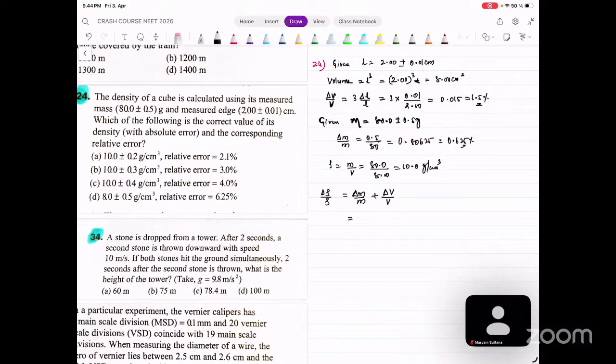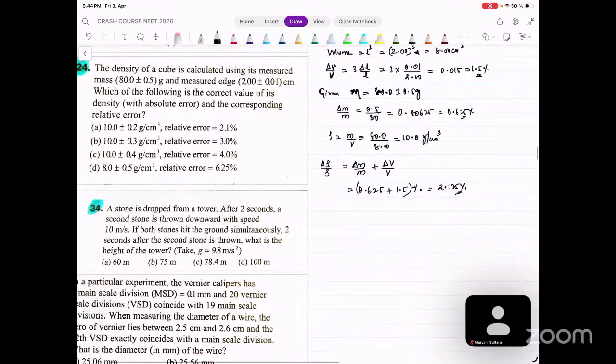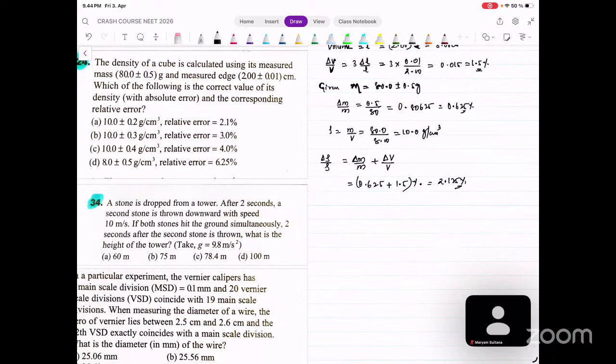Delta m की वैल्यू इज ऑलरेडी गिवन इन द प्रॉब्लम एज 0.5. So delta m by m, I calculated it. I got this one as 0.625 approximately. This will be plus 1.5%. So दोनों को ऐड करो, it is 2.125%. Now absolute error will be equal to how much बेटा?